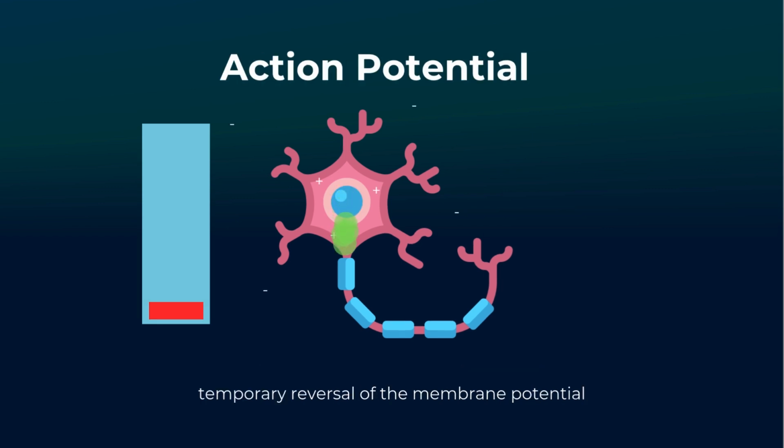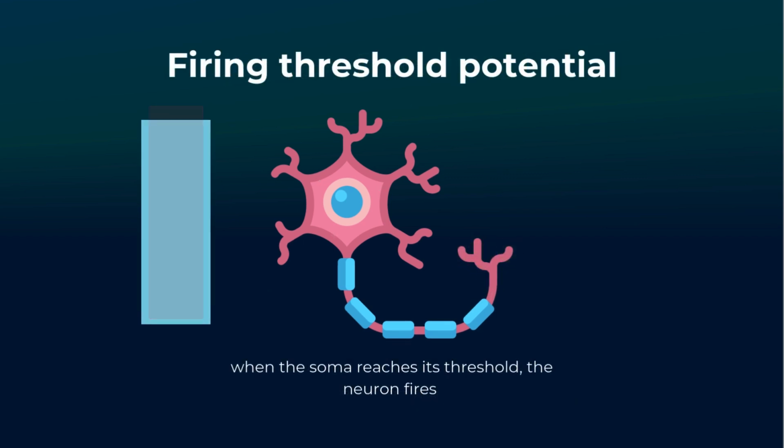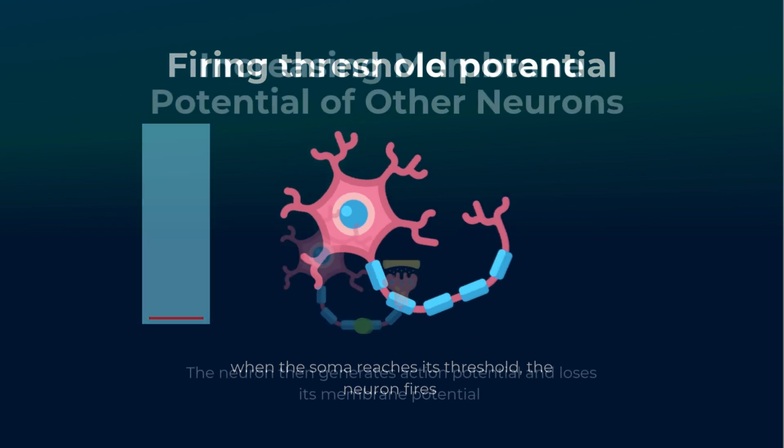An action potential is a sudden, temporary reversal of the membrane potential where the inside of the neuron becomes positively charged compared to the outside. The action potential propagates along the axon to the axon terminals. The presence of a myelin sheath can help improve this signal transfer. When membrane potential reaches a limit, an action potential is triggered. This limit is called firing threshold potential.